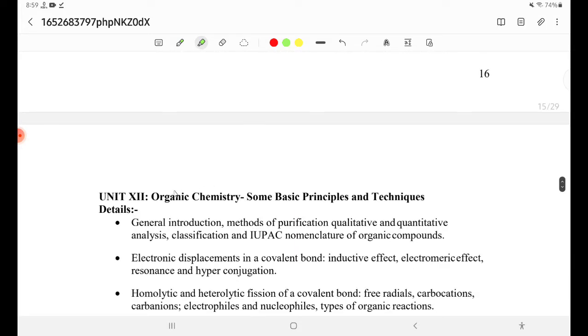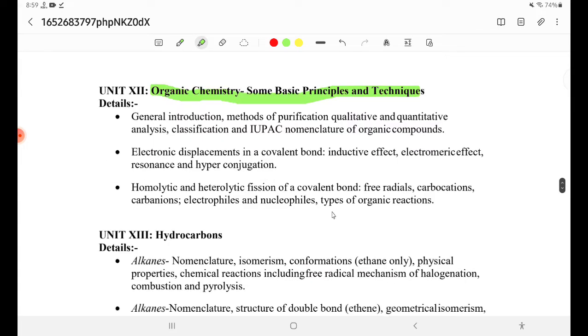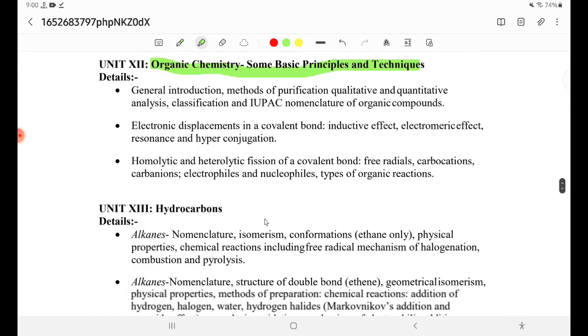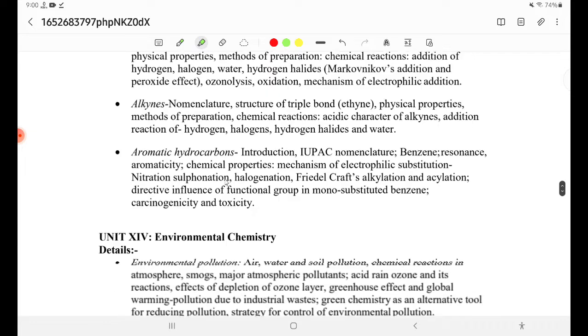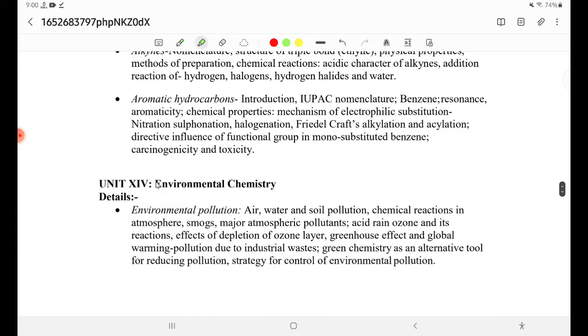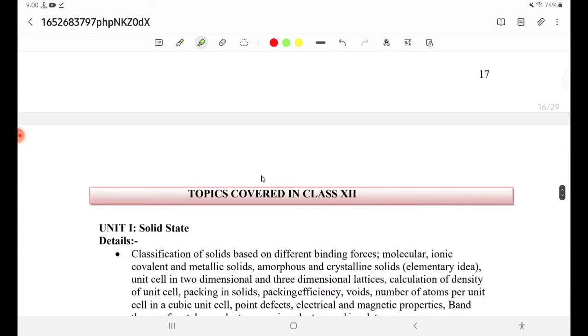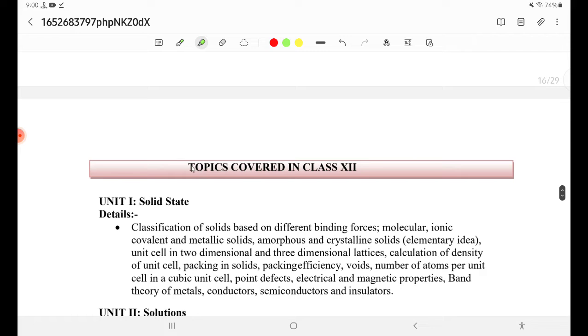And let's start the organic chemistry. The 12th chapter of the 11th syllabus is some basic principles and techniques. It is the general study of organic chemistry. And the 13th one is hydrocarbons. It is also an organic chemistry chapter. And the easiest one is environmental chemistry. And thus the syllabus of class 11 has ended, and let's start the topics of the class 12 syllabus.